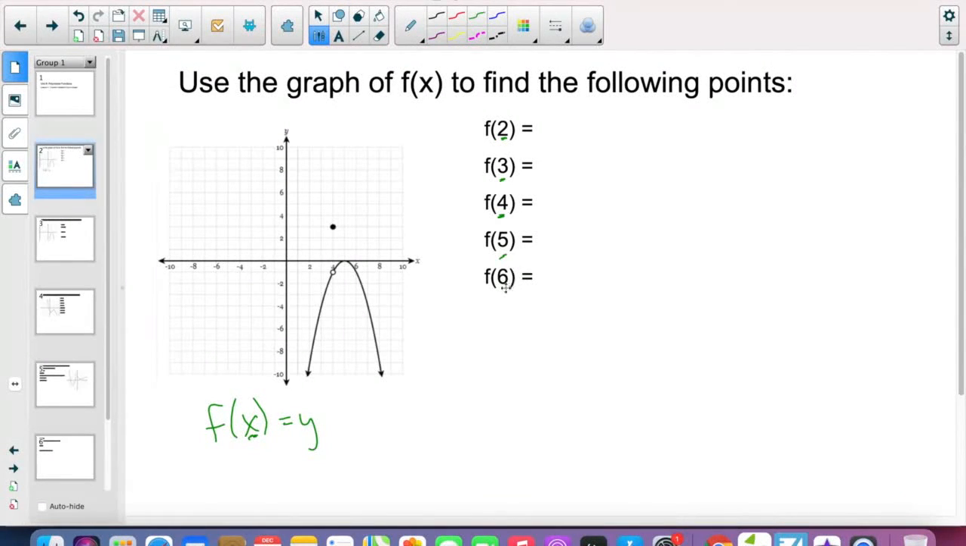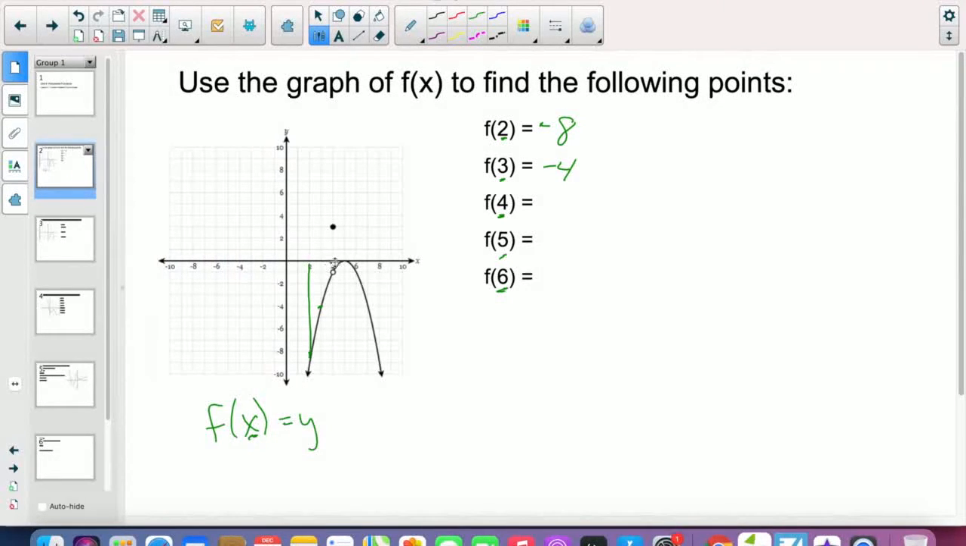So what we're going to do is go to the x value of 2 on my graph, and then find what the y value for that graph is when x equals 2. And it looks like right here, when x equals 2, the y value is at -8. So f of 2 is going to be equal to -8 in this graph. For f of 3, I'm going to go to the 3 for the x, and then I'm going to go down until I figure out where it crosses, and that looks like it's about right there. So f of 3 is -4.